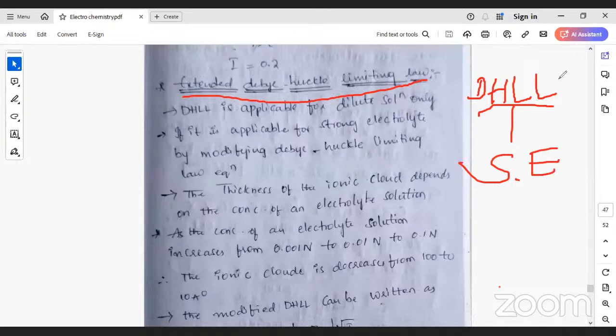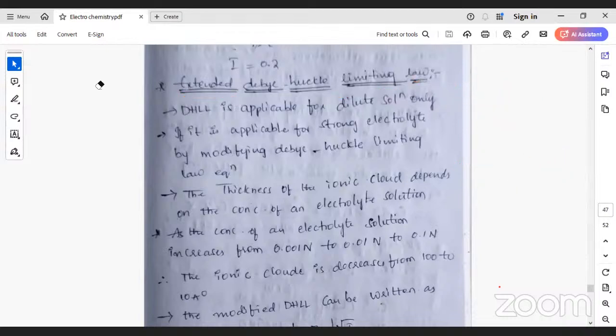Generally, the Debye-Huckel limiting law is applicable for weak electrolytes only. In order to apply that simple equation to strong electrolytes, we have to modify the equation. That modified Debye-Huckel equation is known as the extended Debye-Huckel equation. So this extended equation is applicable for strong electrolytes. Strong electrolytes completely dissociate into the ions, right? That is the thing here.